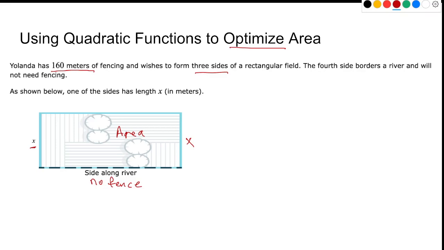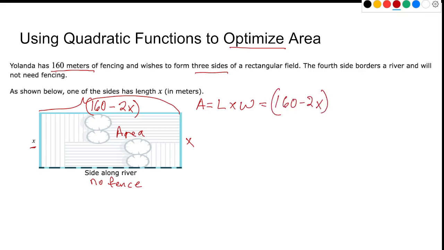Well, we use x and we use x, so we've used up 2x. So if x was 10, we've used up 20 feet, right? 2 times x. How much do we have to use? We have 160. So if we take 160 minus 2x, that's the length of this side. Now area is length times width, so it's going to be this part we got up here as our length times the width of x. So the area is 160 minus 2x times x.